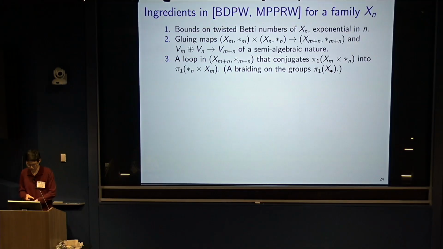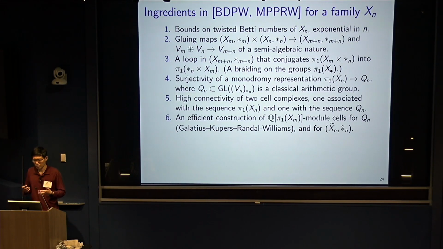So let me briefly say a little bit more. I mentioned you need some Betti number bounds for the Lefschetz trace formula to go through. And you also need some kind of inductive argument to extract the arithmetic factors and so on, and get everything working. That corresponds to some gluing maps.